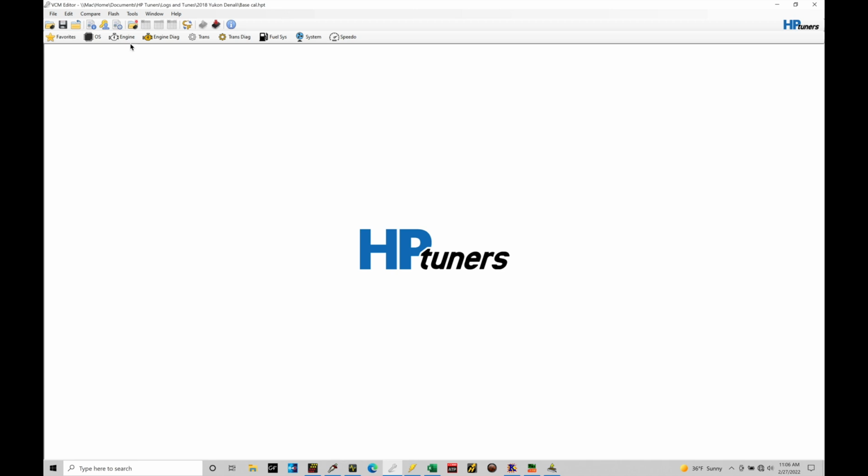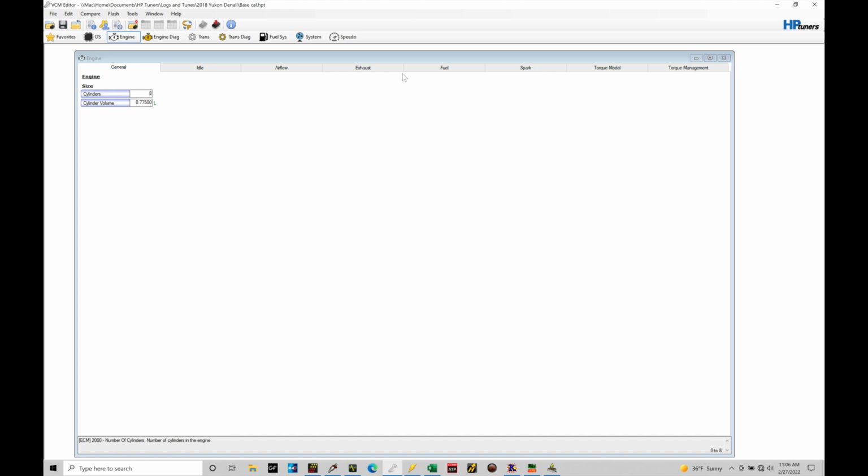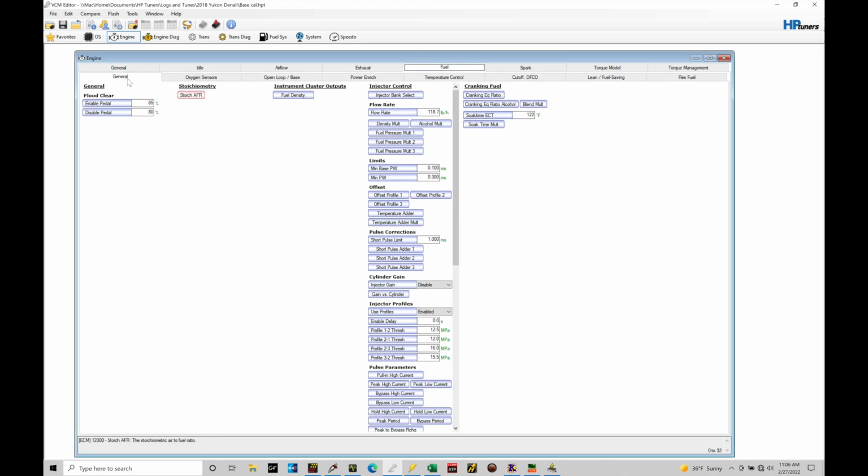I'm going to go into my engine tab, and in here, we're going to go from our general tab into fuel and then fuel into general. And then under this general tab, we're going to be specifically taking a look at our fuel flow rate, our limits, our offsets, our pulse corrections, and then down here, injector profiles.